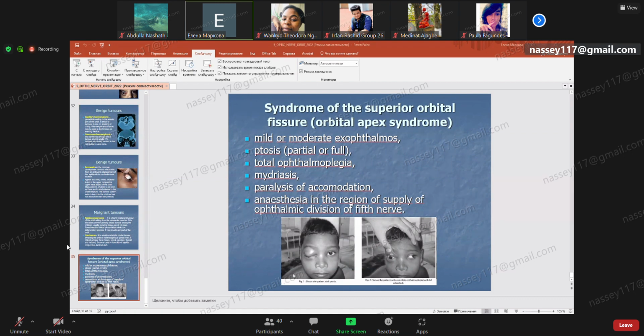And one of the main steps in treatment depends on the cause of this syndrome. For example, if the main reason is a neurological problem, the treatment is by the neurologist. If the main problem is trauma, then the treatment is by the neurosurgeon or traumatologist, for example.